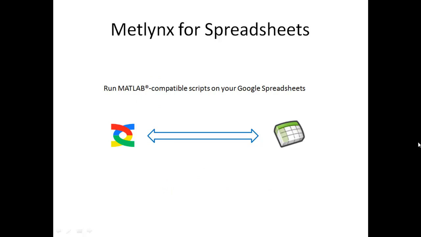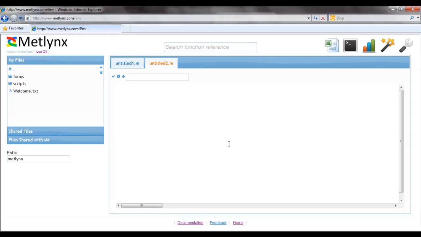Metlynx for Spreadsheets lets you run MATLAB language scripts on your Google Spreadsheets. And that means you can use spreadsheet data as input to your functions, process them in any way that you'd like, and write those results back out to the spreadsheet. Let's take a quick look at what that looks like in practice.